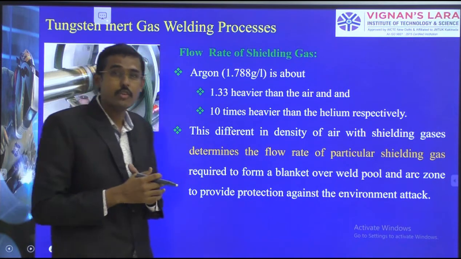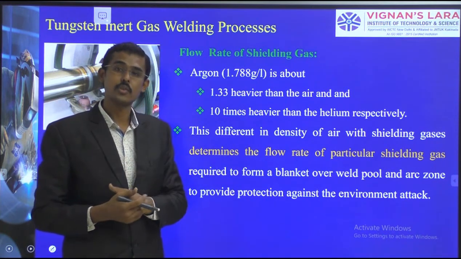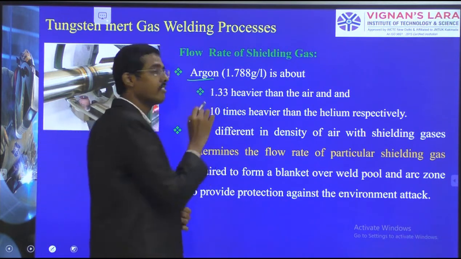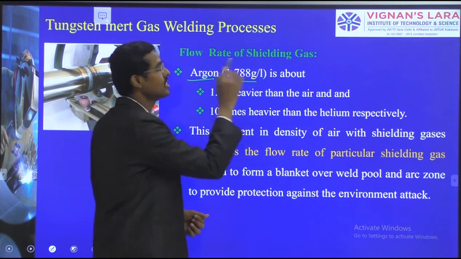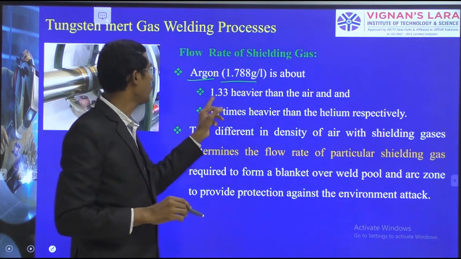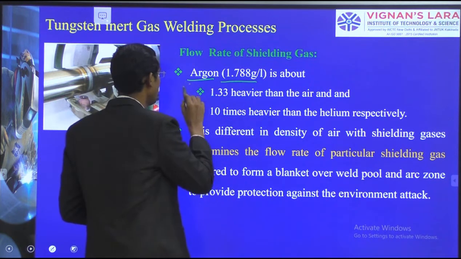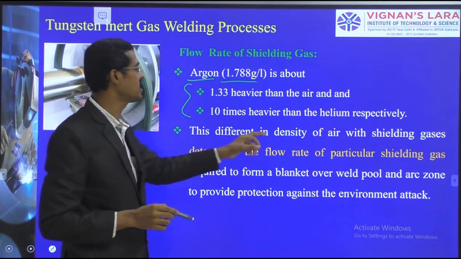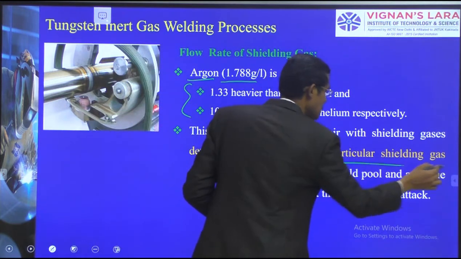Flow rate. How much flow rate should we give? This point we have not talked about. For argon, the density is 1.78 g per liter. It is about 1.33 times heavier than air and 10 times heavier than helium. This point we have already seen. This difference in density between the air and the shielding gas determines the flow rate of the particular shielding gas.